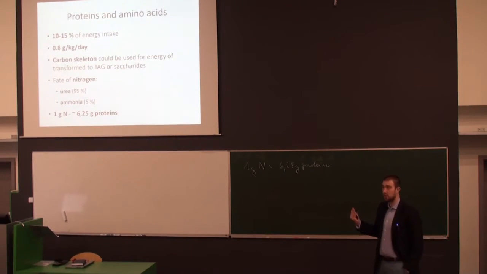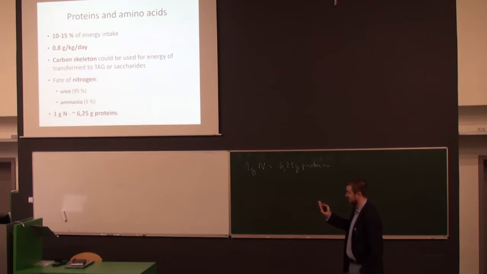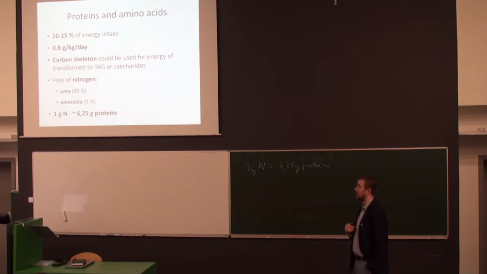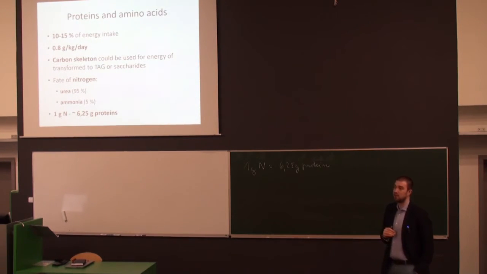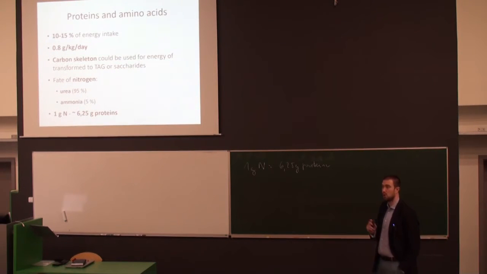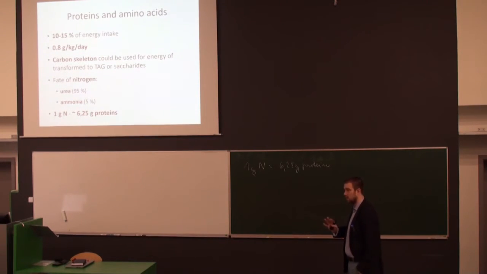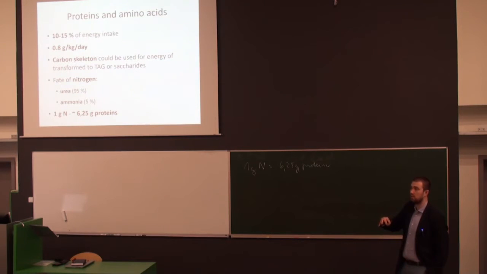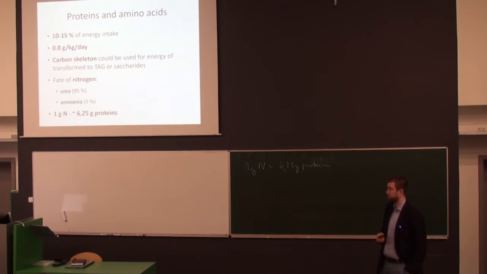The fate of nitrogen, we already said this. Urea makes the majority, around 95%, and ammonia in a normal healthy individual only about 5%. And the conversion rate between the nitrogen and protein you already have on the board. So you are able to calculate how high an amount of proteins you burn in the patient if you know the amount of nitrogen in the urine.